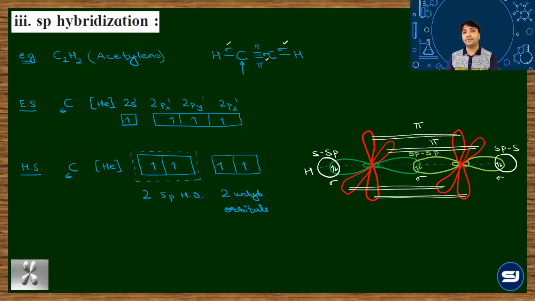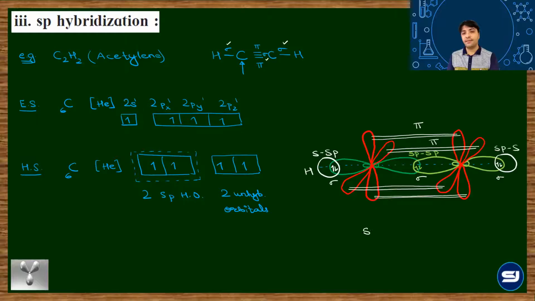Diagram clear? This is the diagram with the help of bonds. This is the diagram with the help of orbitals. If you just correlate, they are exactly similar. But here we are just showing the orbital orientation.